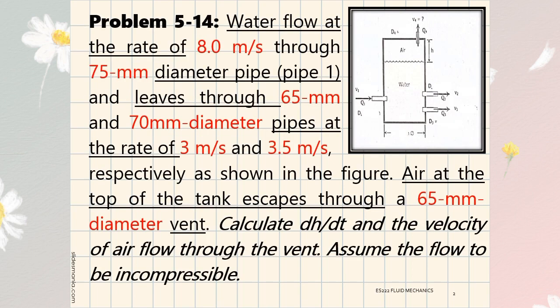Problem 5-14. Water flows at the rate of 8 meters per second through 75 mm diameter pipe 1 and leaves through 65 mm and 70 mm diameter pipes at the rate of 3 meters per second and 3.5 meters per second, respectively, as shown in the figure. Air at the top of the tank escapes through a 65 mm diameter vent. Calculate dH over dt and the velocity of airflow through the vent. Assume the flow to be incompressible.